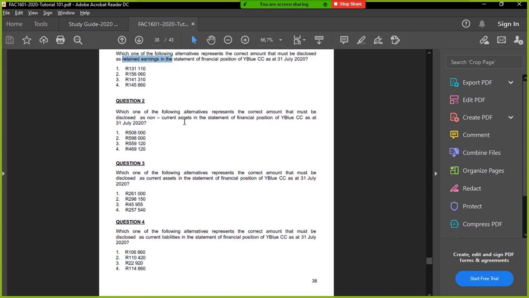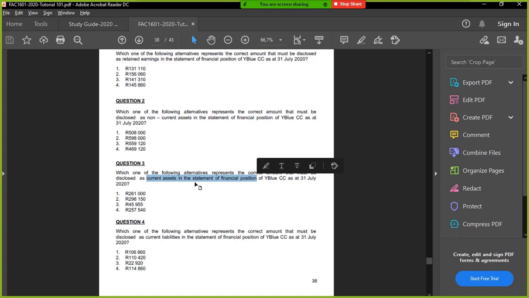Which of the following represents the correct amount disclosed as non-current assets in the statement of financial position? That I think you can do. That'll be looking at assets, property, plant, and equipment. Okay, it's a non-current asset. So non-current assets, any tangible assets. So question 2, you might be able to get right. Okay, you might be able to get an answer. 2, you need to try. Okay, try 2.